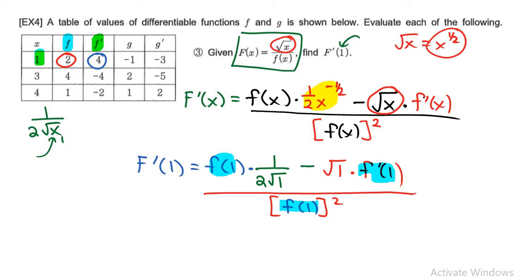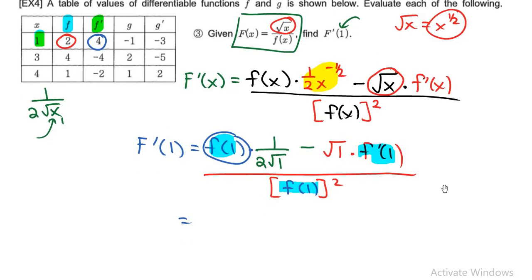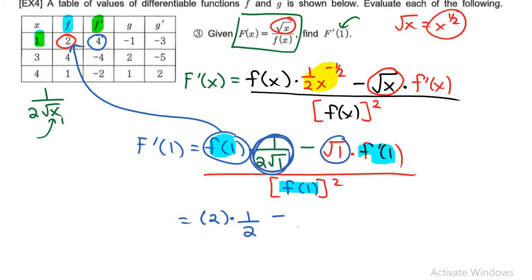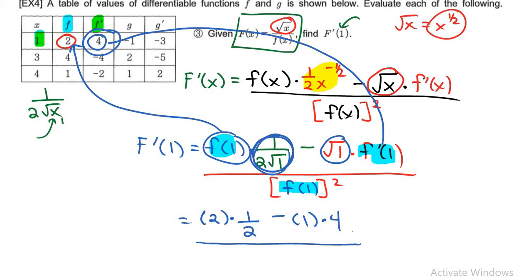Okay, so f of 1, if I follow that, is going to have a value of 2 there, so this will be 2 times, now this expression right here that I'm circling in blue, that's just 1 over 2, minus, well, root 1 is just 1 times, now f prime of 1, if I follow the table, this is f prime of 1 right there, which is 4, times by 4, all divided by f of 1, which we found already, I believe that was 2, so the bottom will be 2 squared.